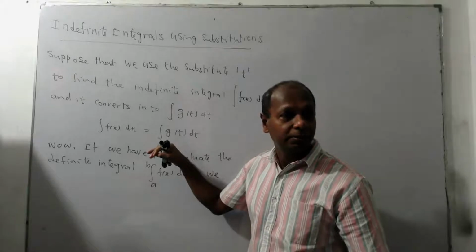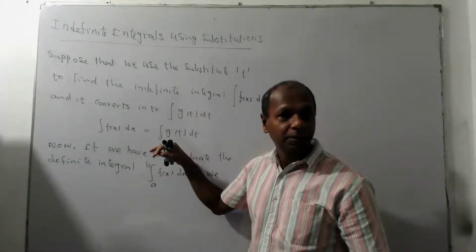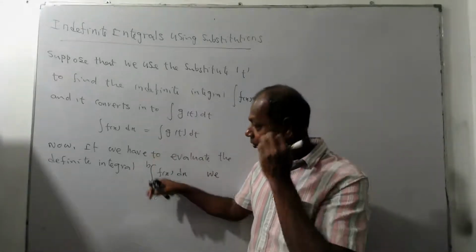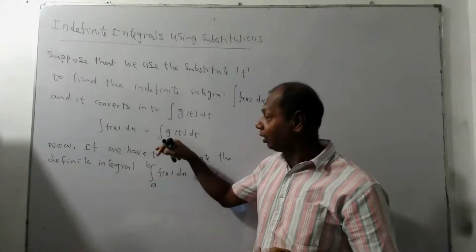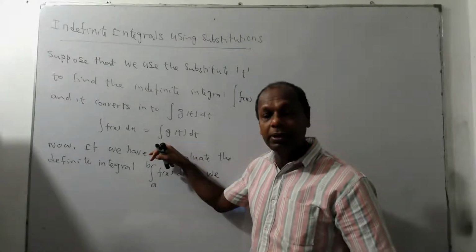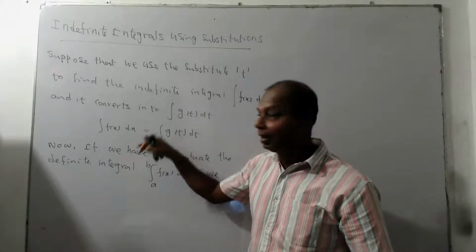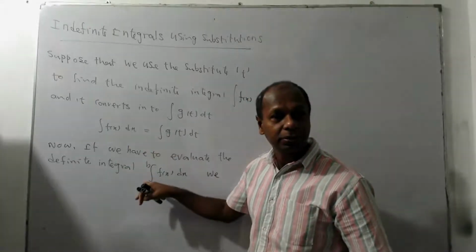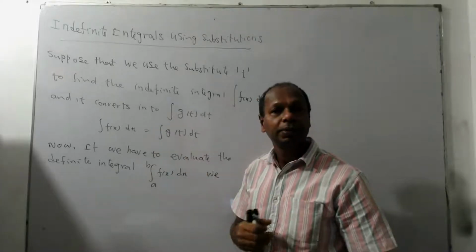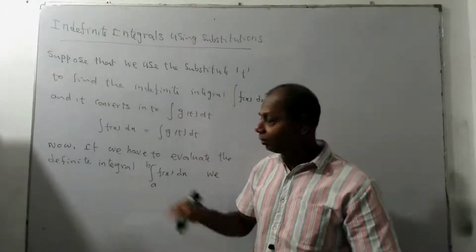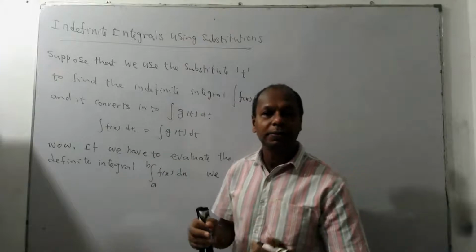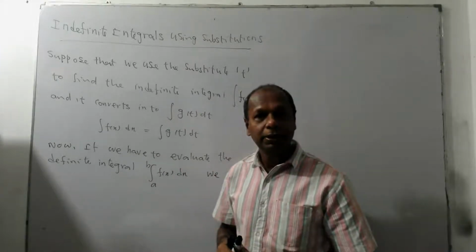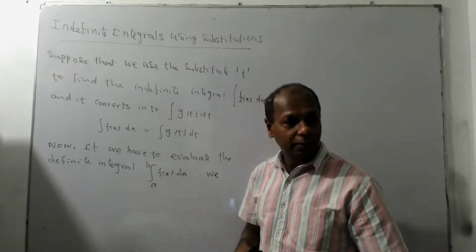How to determine it? As x goes from A to B, you have to find the corresponding limits of t. As x equals A, what is the value of t? As x equals B, what is the value of t? Likewise, on the right, you have to apply corresponding limits of t as x goes from A to B, right?